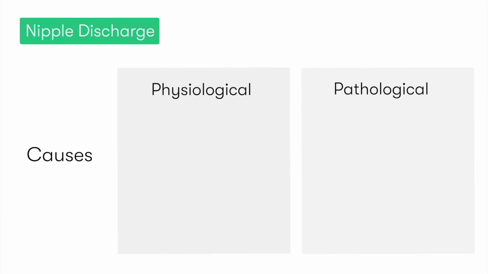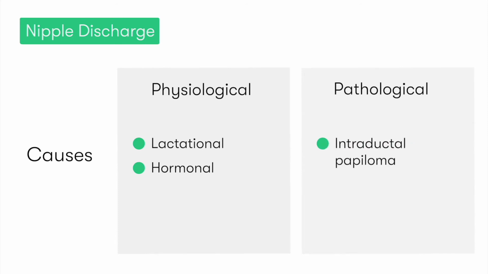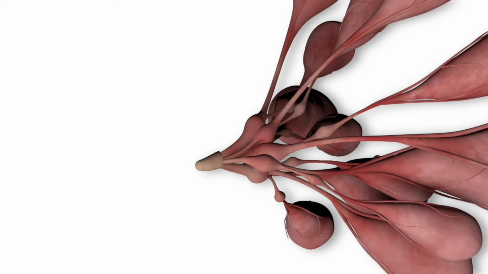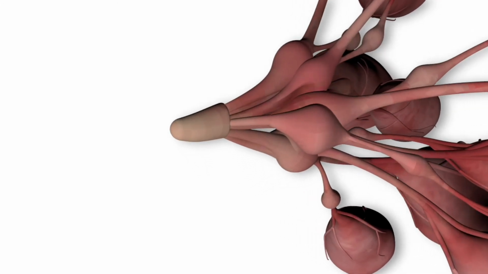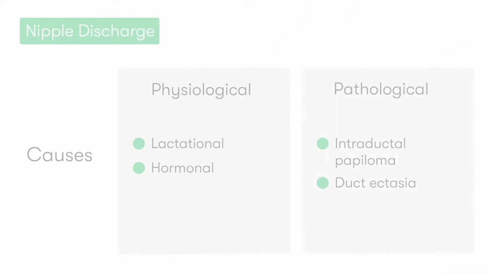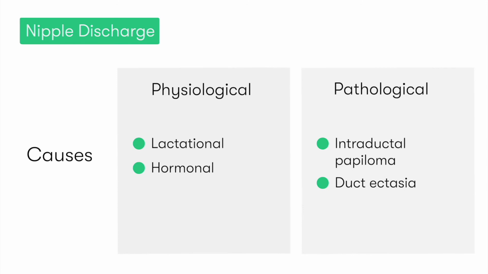In terms of the causes of physiological nipple discharge, it can be either lactational or related to hormonal fluctuations and imbalances. From a pathological side of things, the discharge may be as a result of intraductal papilloma, which is a small benign tumour that forms in the milk ducts of the breast, or it may be as a result of duct ectasia, which is a benign condition in which the lactiferous ducts become dilated, their wall thickened, and the subsequent blockage of the duct leading to accumulation of fluid. And it's this fluid accumulation that can result in swelling and the secretion of discharge from the nipple.